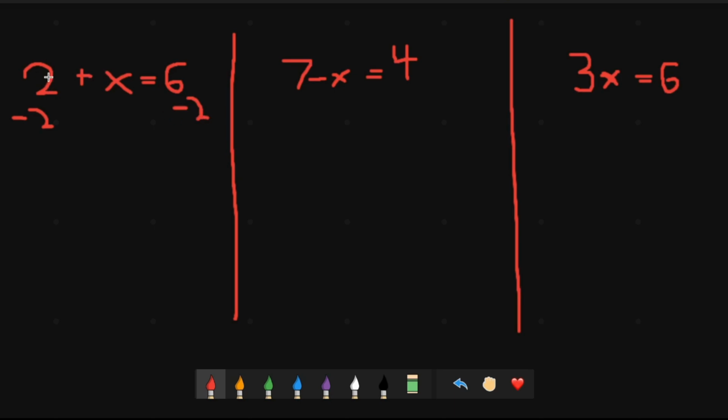By subtracting 2, positive 2 minus 2 is 0, which means that we are not left with any number on this side of the equation. But whatever we do to one side of the equation, we have to do it to the other side as well, which means I would have to subtract 2 from 6 as well. So from here, we get 0 plus x, or just x, equals 4. Anything plus 0 is itself, so our final answer is x equals 4.